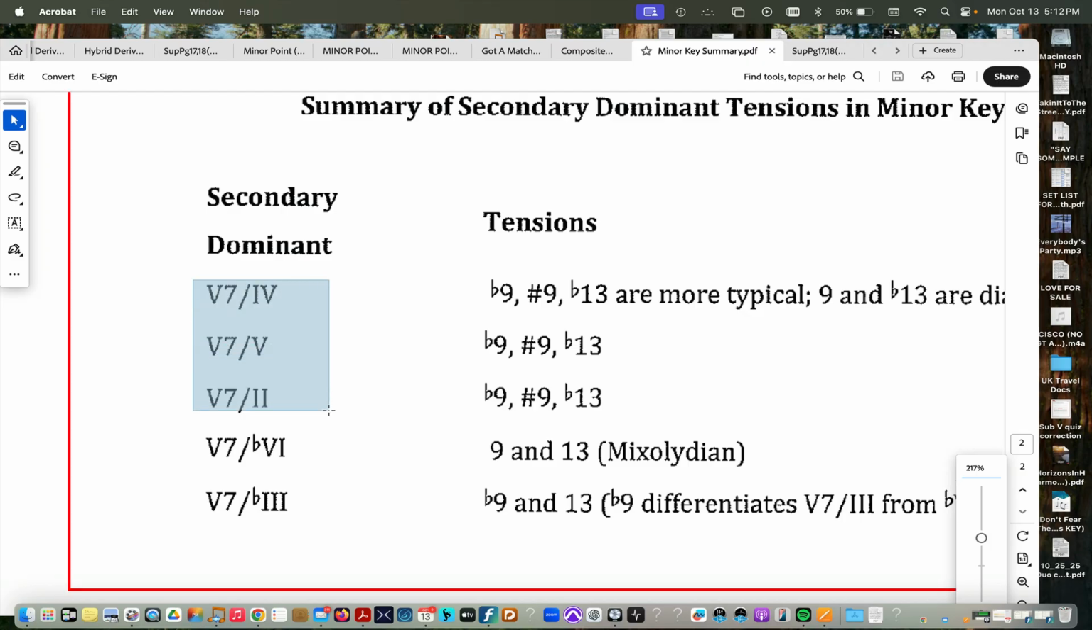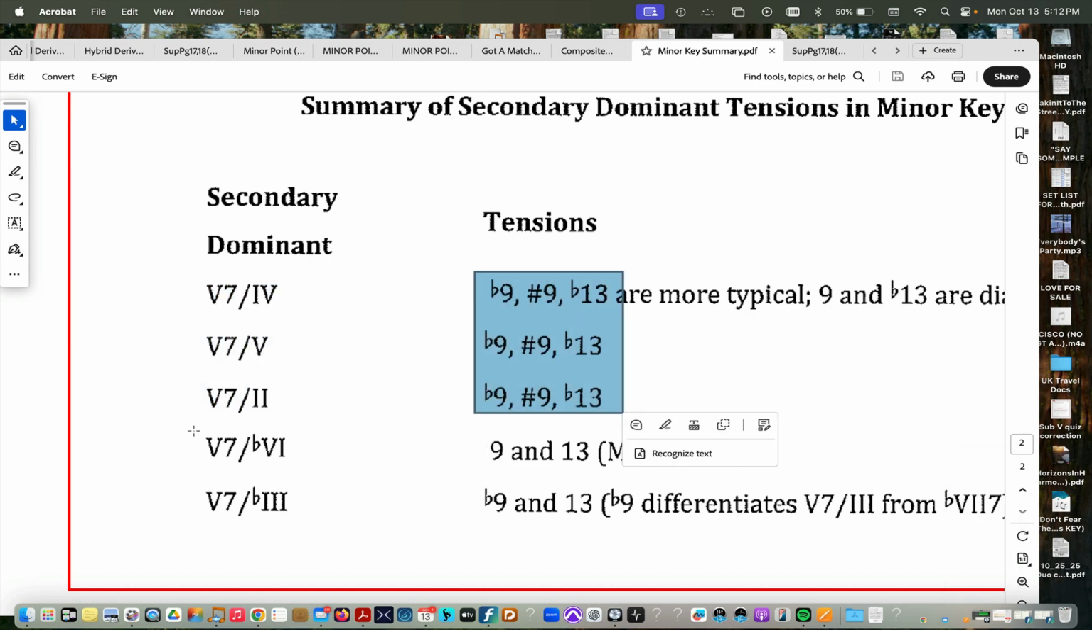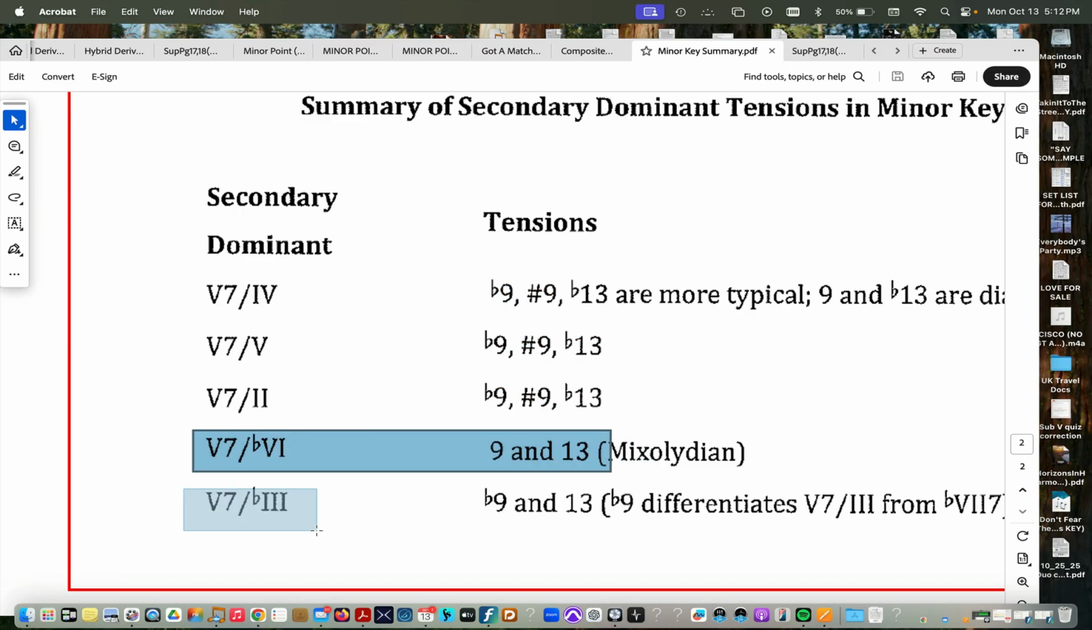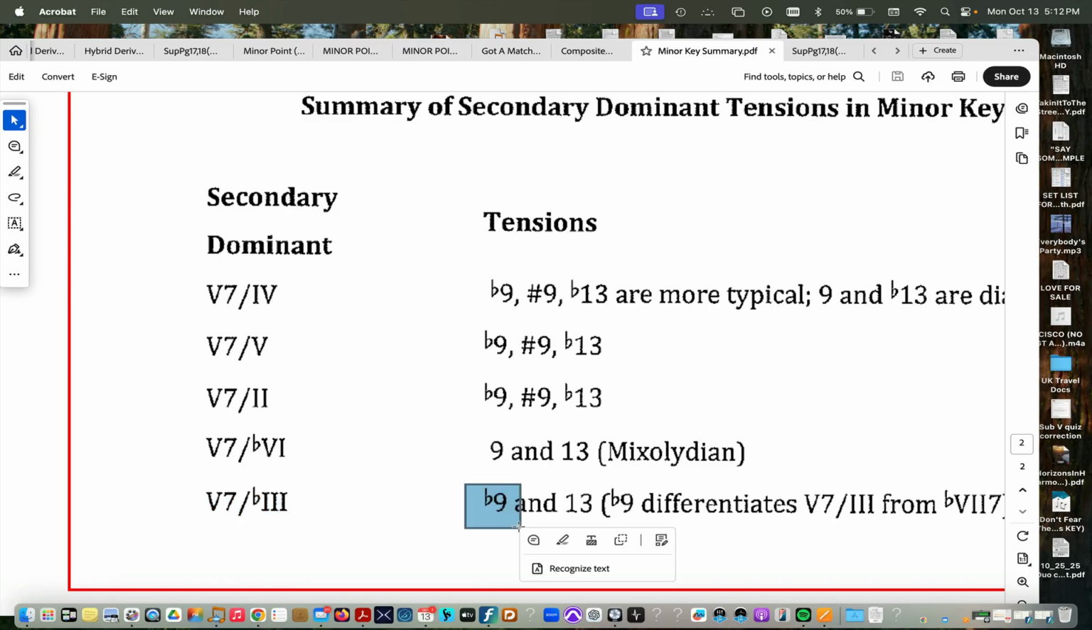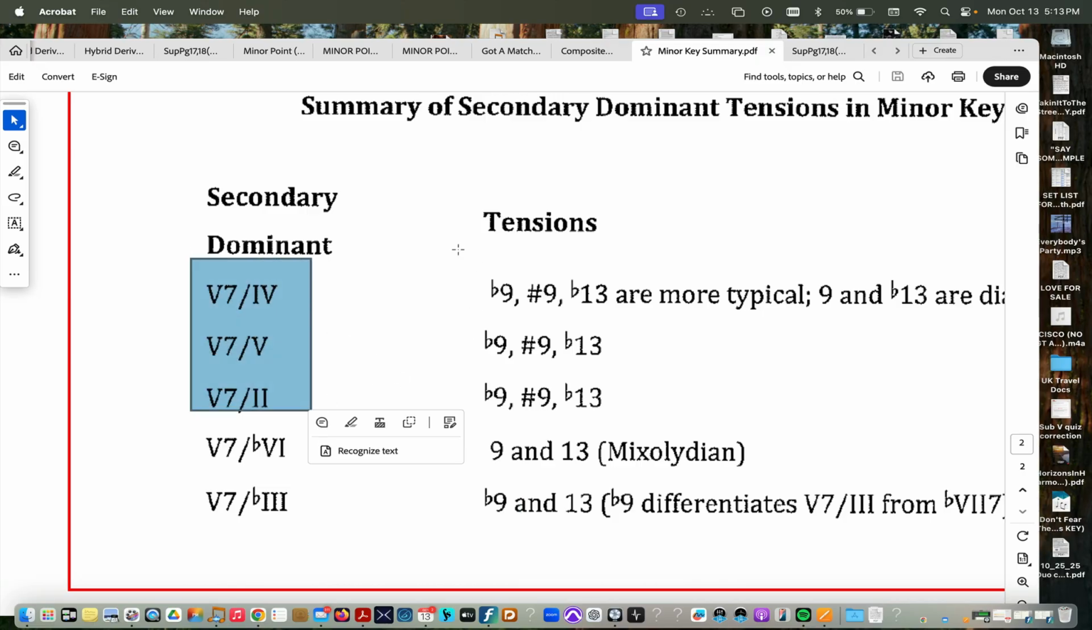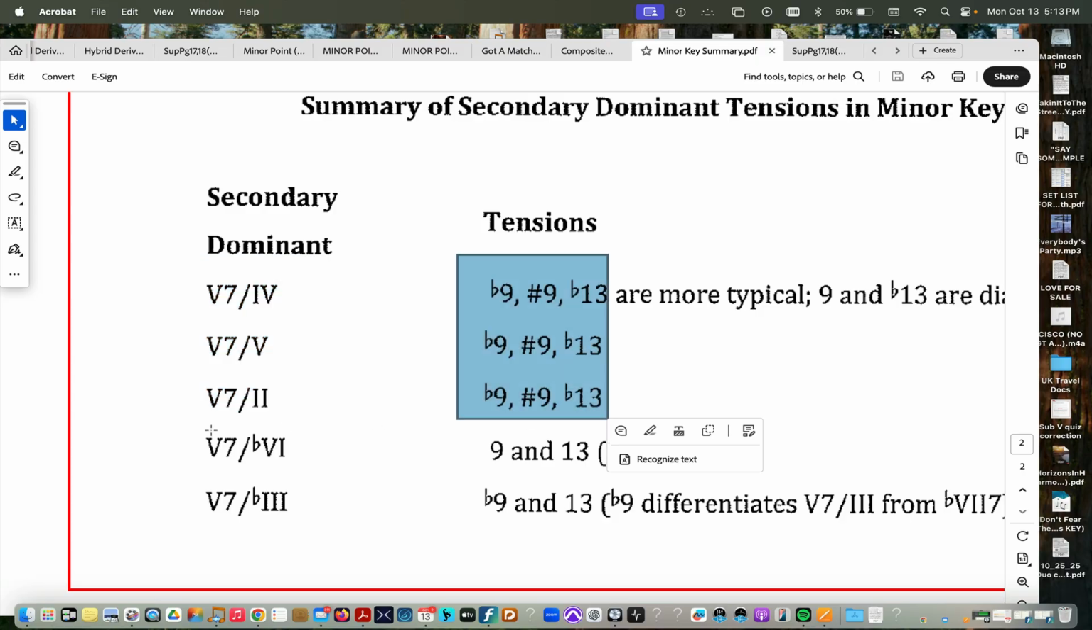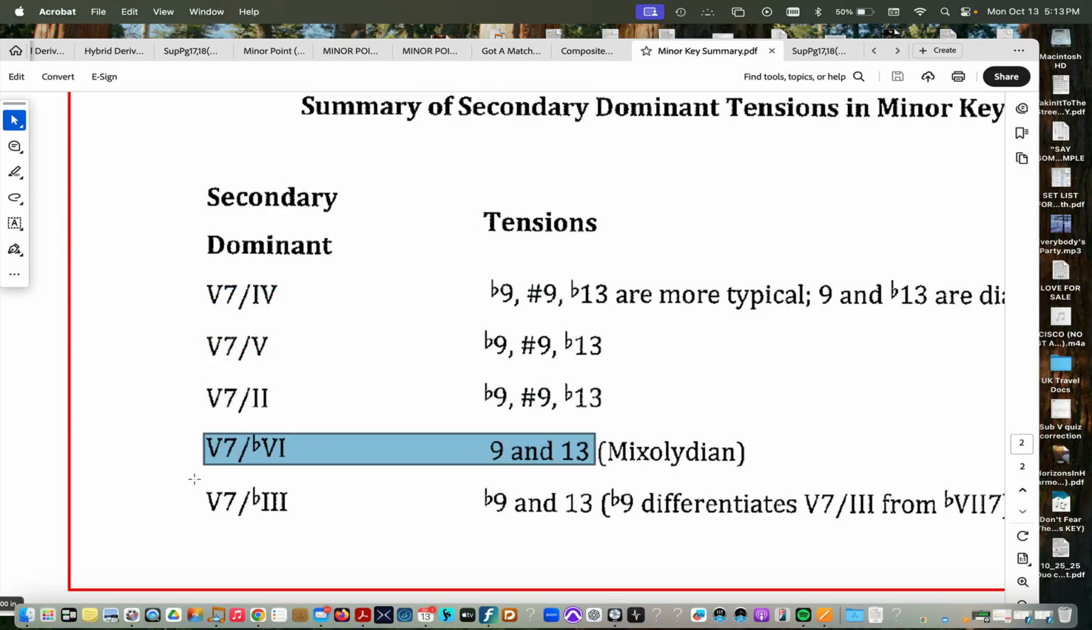The basics of secondary dominants are that if the secondary dominant has a minor target, it's going to have minor tensions. 5, 7 of flat 6 is a major chord, so it has major tensions. And then 5, 7 of flat 3, though it's a major chord, requires at least one non-diatonic tension to be a secondary dominant. So usually that non-diatonic tension is flat 9. But these are like minor leads you to minor, major leads you to major, and then this is the one exception.